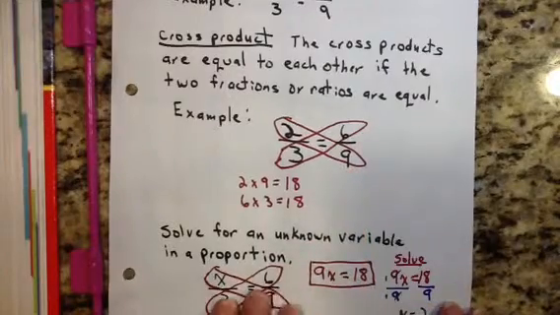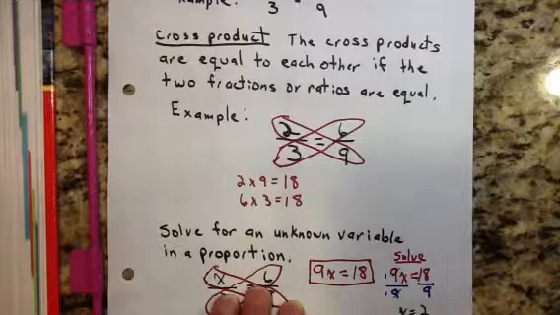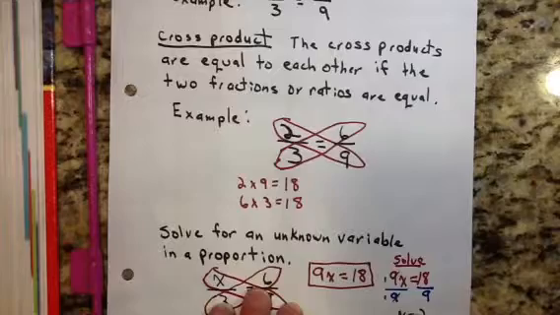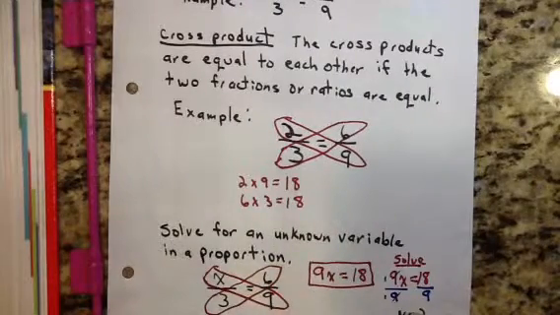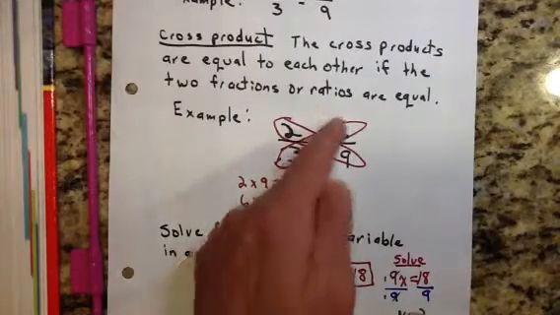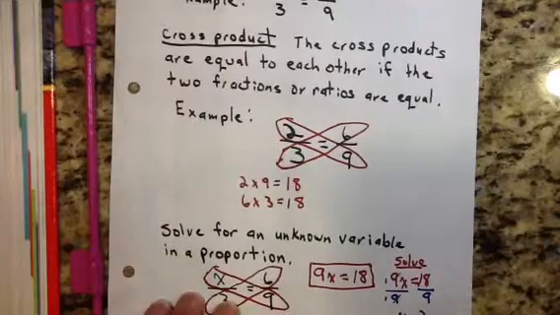You're going to get some problems where you have two fractions and you have to say whether they are proportional or not. You have to compare them. And if you do the cross products and they don't equal each other, then in between you're going to put the equal sign with the slash through it, which means they do not equal.